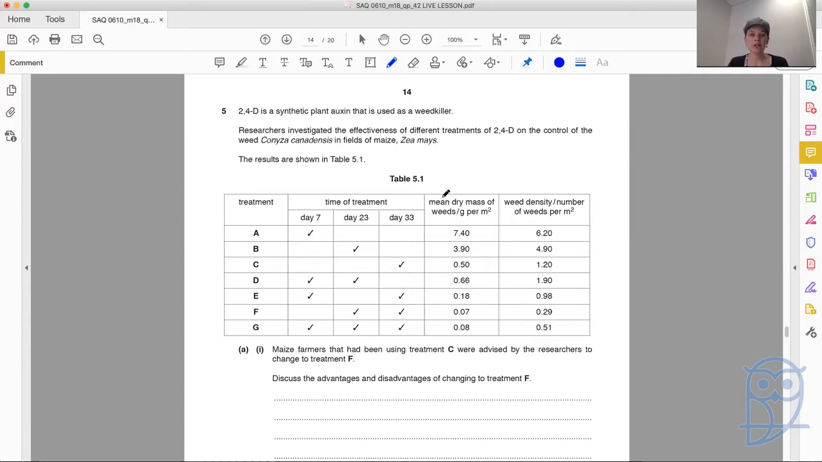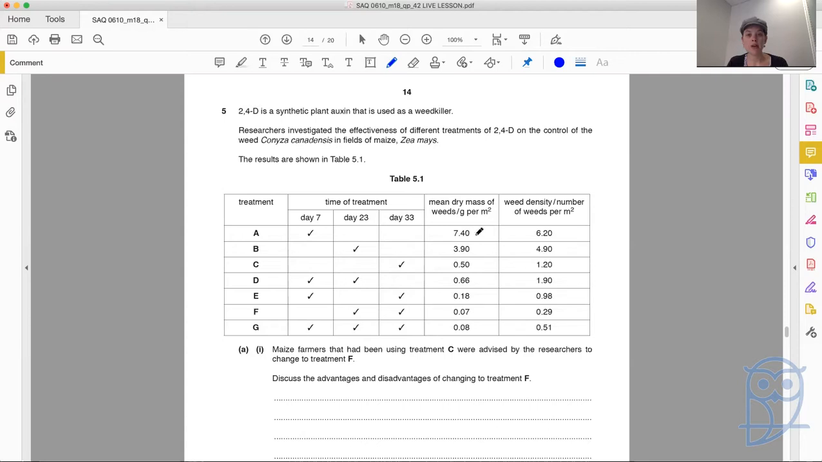We've then got information on the mean dry mass of weeds, so grams per meter squared, so the biomass of the weeds. And then we've got the weed density, a number of weeds per meter squared. So this is the number of plants, and this is effectively how big they are. So we could have a high density of tiny plants, or we could have a low density of big plants. So really, to understand how much weed there is, we need to know both the dry mass and the density. And we can see that there's quite a big variation in terms of the effectiveness of these different treatments.